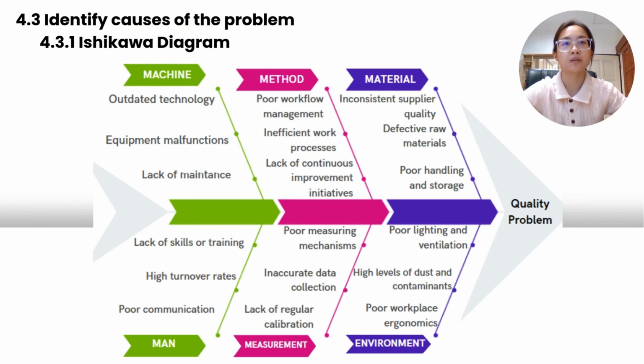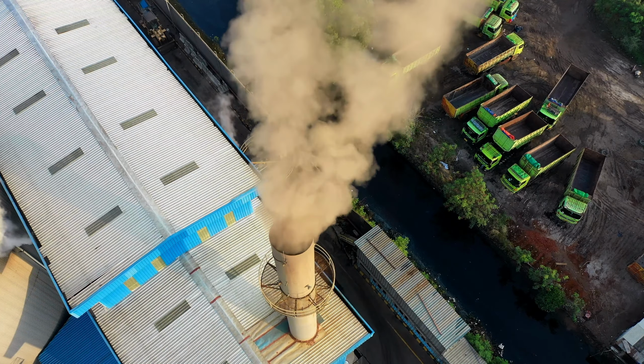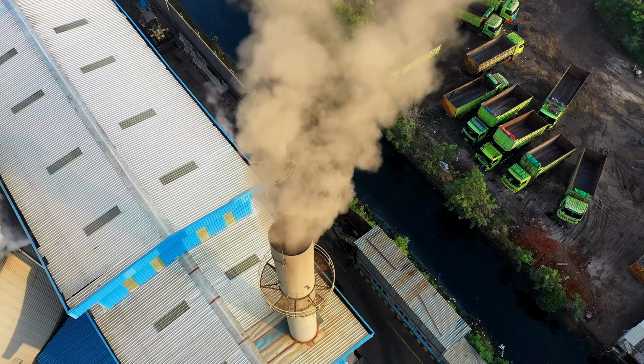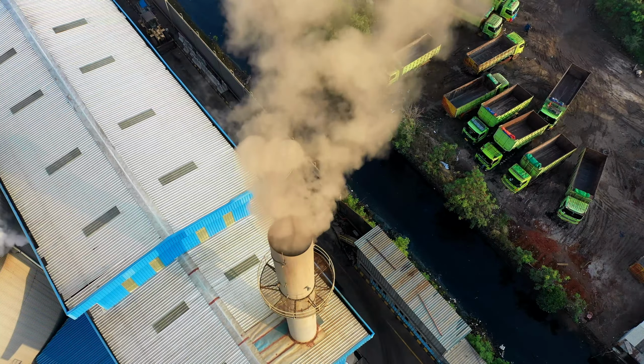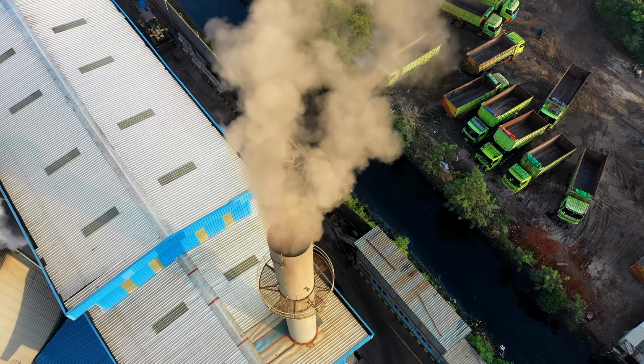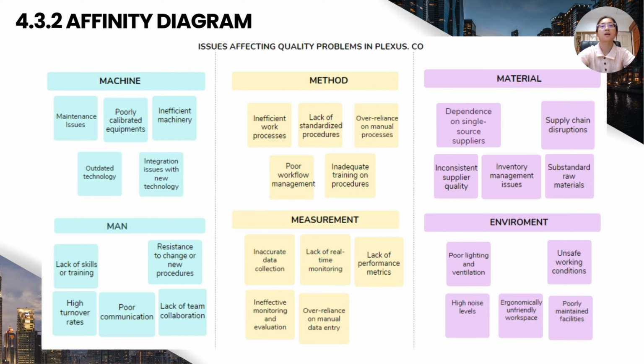The environment category addresses issues related to the physical working conditions in the production areas. Poor lighting and ventilation reduce productivity and increase errors as workers struggle to perform tasks accurately under these conditions. High levels of dust or contaminants damage equipment and products, leading to defects and increased maintenance costs. Poor workplace environments. Next, I'll be explaining the use of the affinity diagram in our project.